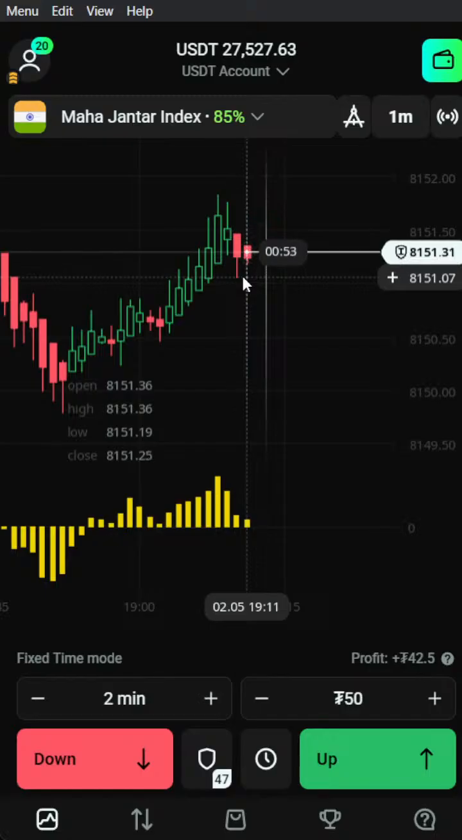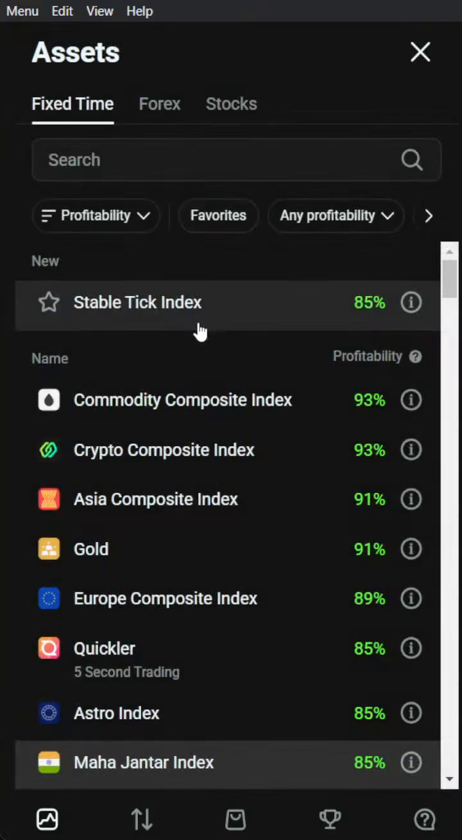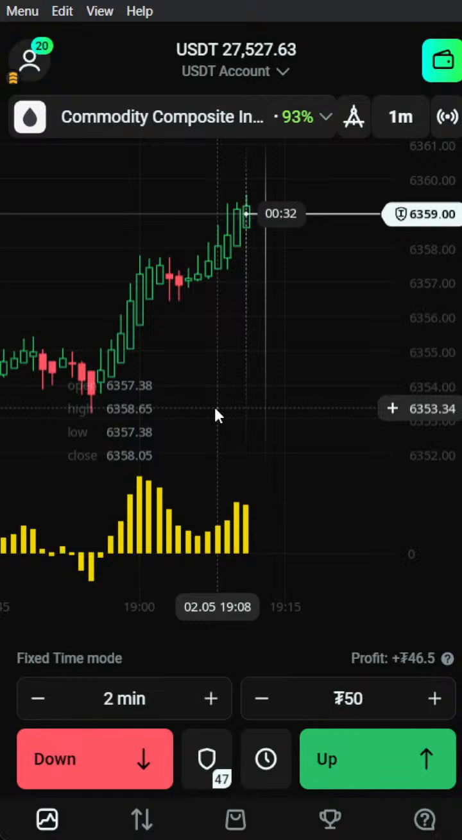Mahajantar is going down. Yes, I can see, but DPO is not telling me to enter. So I'm waiting right now. Once DPO confirms, I will do that. DPO has not given a signal, that is why I'm waiting. And in the meantime, let's not wait, let's check some other assets too.